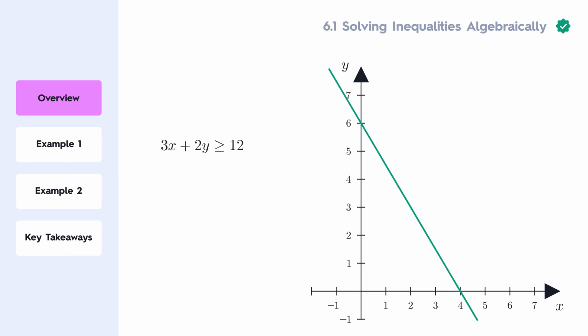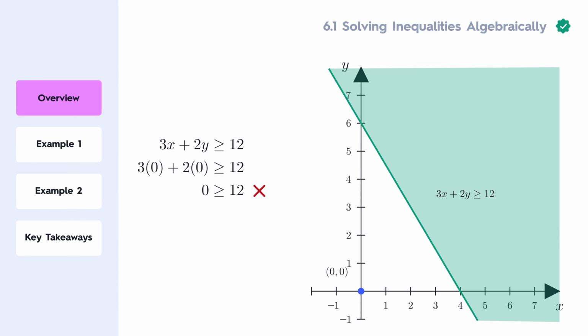After graphing the boundary line, we shade the area where the inequality is true. A simple way to check which side to shade is by testing a point, like the origin, 0, 0, to see if it satisfies the inequality. For example, if we have 3x plus 2y greater than or equal to 12, we'll shade above the line. Following these steps helps us represent the solution to inequalities in two variables as regions on the graph. This will prepare us for working with multiple inequalities in future examples.